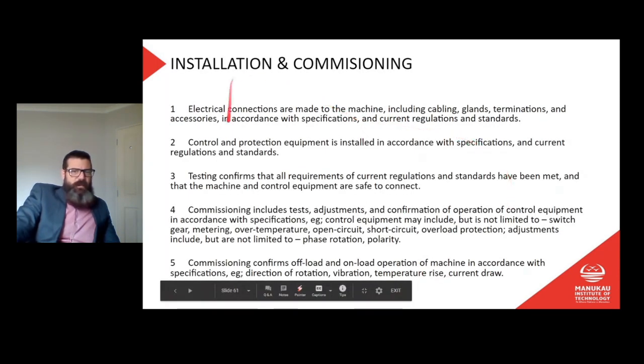So these are the steps that you need to take when you are installing and commissioning a motor, a new machine. Have a read of those, memorize them if you can.